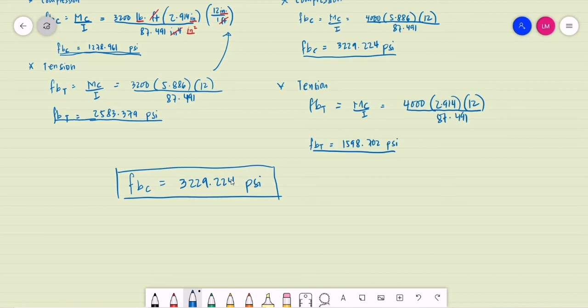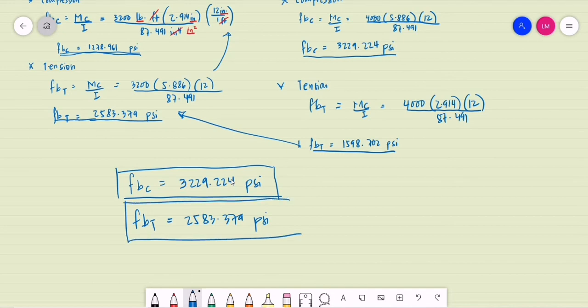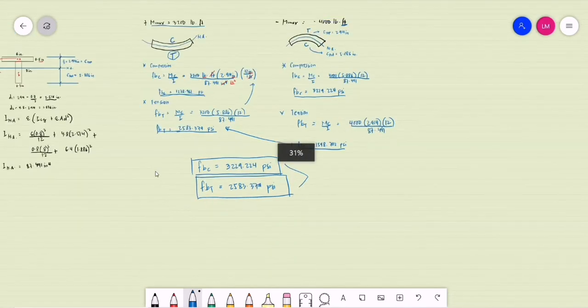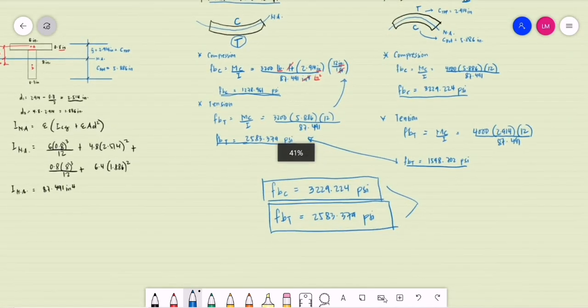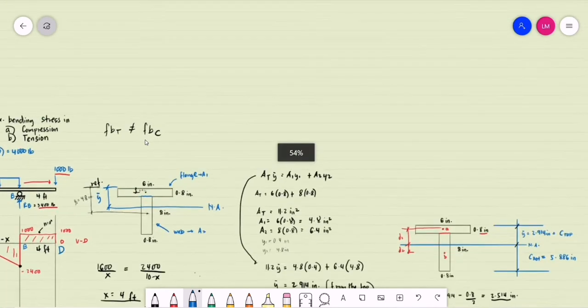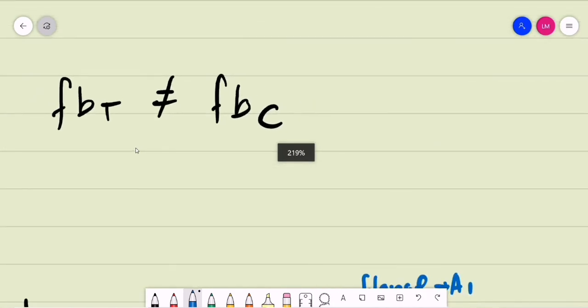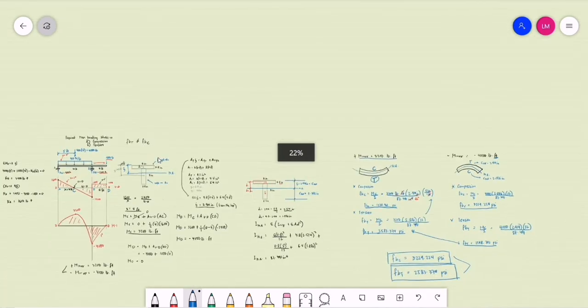Now, if you are to compare these two under tension, which is higher? The maximum bending stress in tension is 2,583.379 pounds per square inch. This is the maximum bending tensile stress of the beam. This will be our answers. So again, take note for irregular beams, the bending stress in tension will not be equal to the bending stress in compression. This will be our solution.